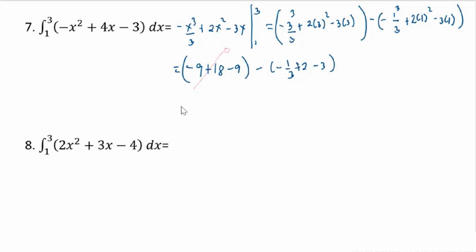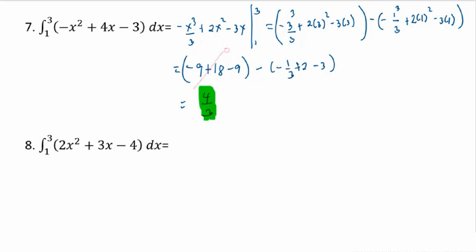Now, the next term we have, or the value of F(a), let's try to combine first. 2 minus 1 is negative 1, so we'll just have negative 1 third minus 1, because 2 minus 3 is negative 1. So that is now equal to negative 4 over 3. But there is a negative before this quantity, so therefore it will give us now 4 over 3. Okay, so this is our answer for number 7.